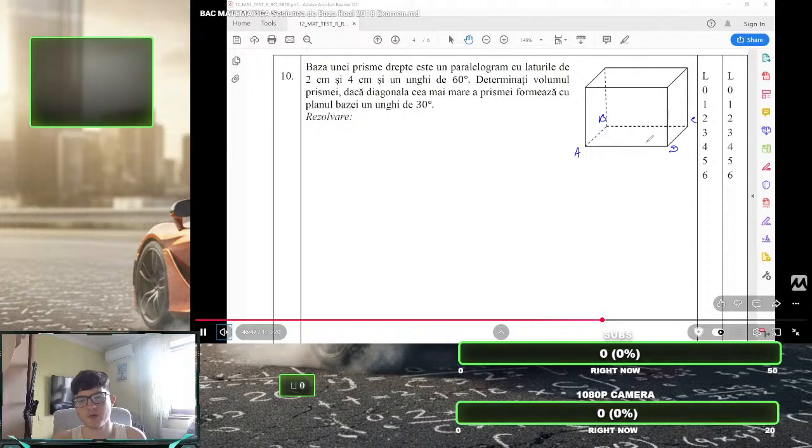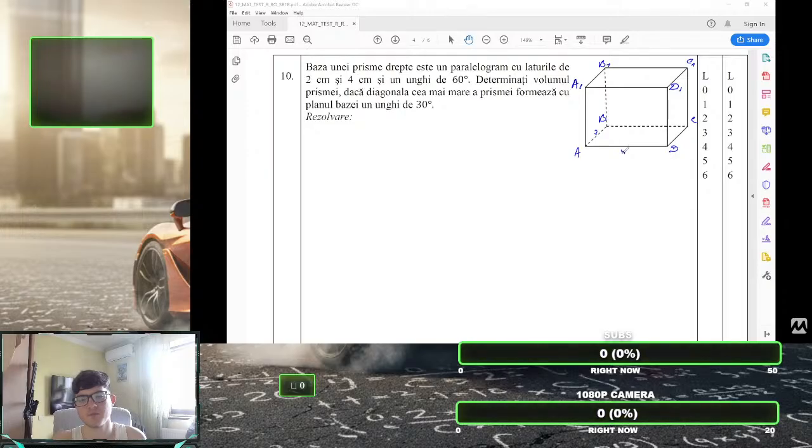So basically, first noting everything, the bottom base ABCD and the upper one A1 B1 C1 D1. 2 right there, 4 right there, so 60 is bad, like I thought. So this means that the other one's also 60 as far as I know. But it's gonna calculate that, and this is the main diagonal. And it is forming with the base 30 degrees right there.